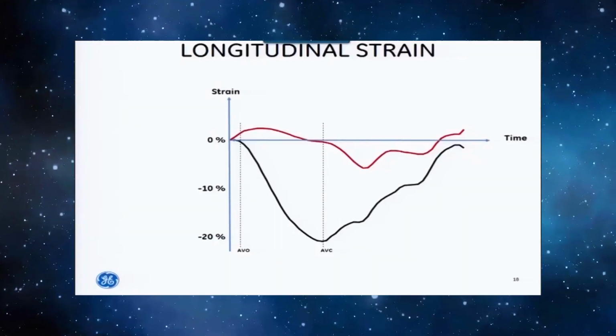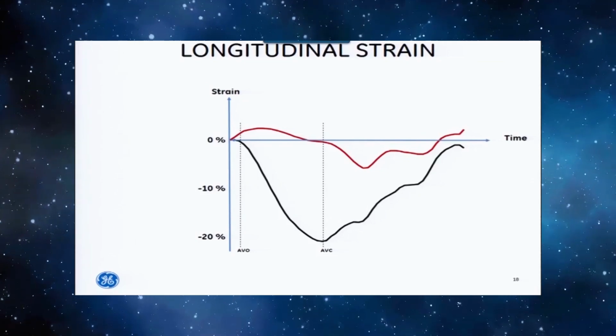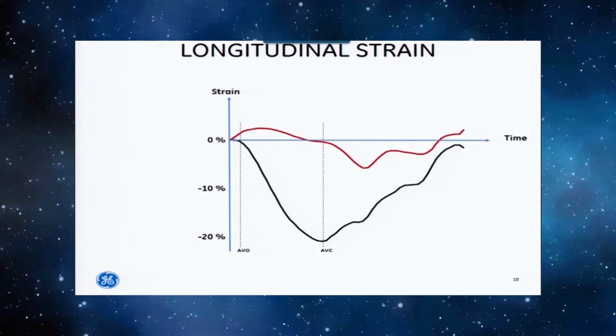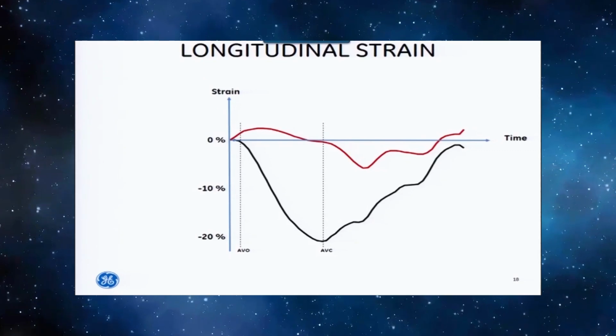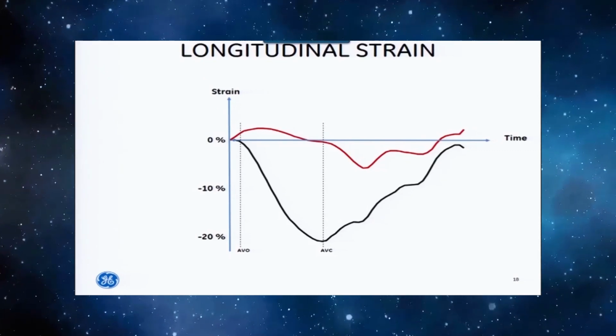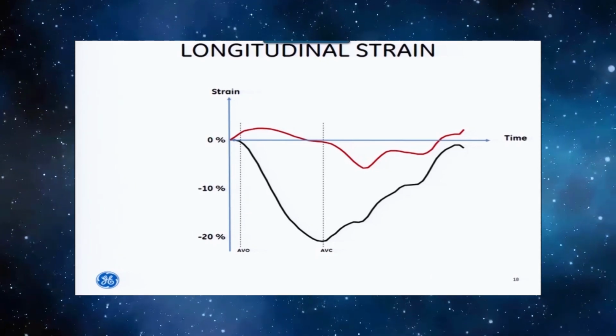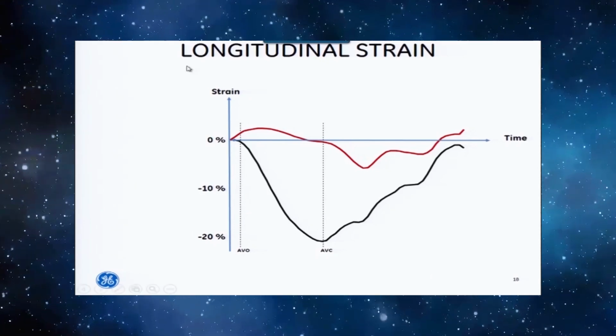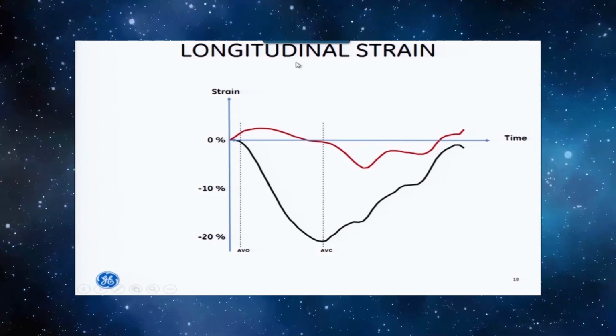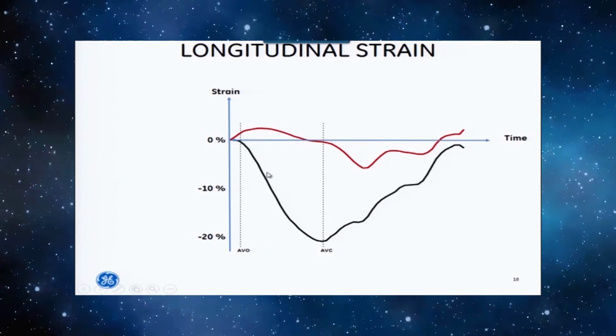So now let's look at the curves. And by the way, when you do a strain study, you get one of these curves for each segment of the heart. So we're just going to tease out a couple of curves and go over what makes a curve normal as opposed to abnormal. And we're looking at longitudinal strain here. And let's look at this black curve first.